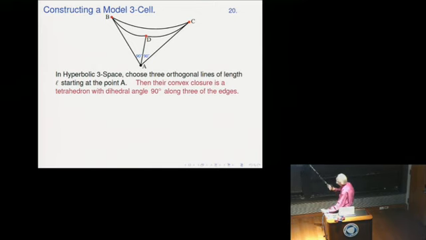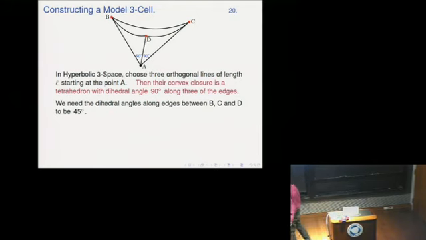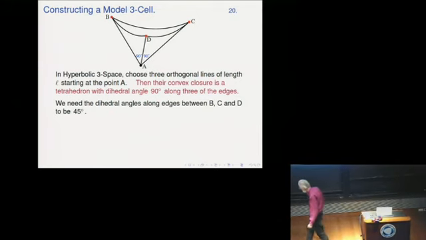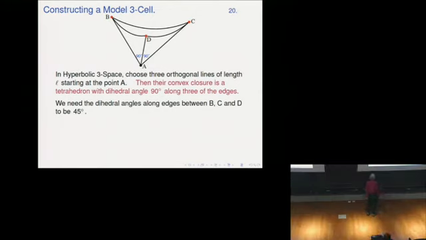Then if the total dihedral angles are going to be 90 degrees, we need the dihedral angles along the three top edges to be 45 degrees. Well, it's not hard to check that this is impossible for a finite hyperbolic tetrahedron. To see that, suppose we take a vertex, say B, and take a little sphere around it. Then that sphere will intersect the tetrahedron in a spherical triangle.